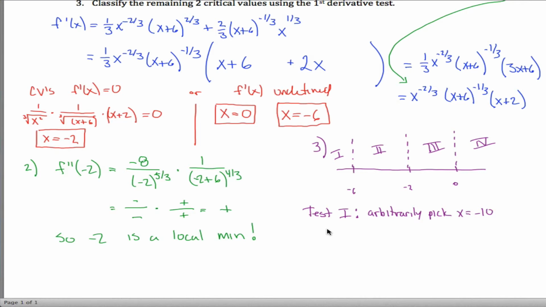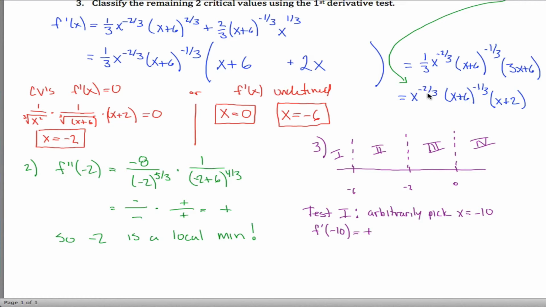X equals -10. And I'm going to figure out f prime of -10, kind of. I'm not really going to figure out f prime of -10. I'm going to figure out if f prime of -10 is negative or positive. Let's look at this thing right here. -10 to the -2/3 power. I claim that's a positive number. Why is that true? Because it's the same as 1 over -10 to the +2/3 power.